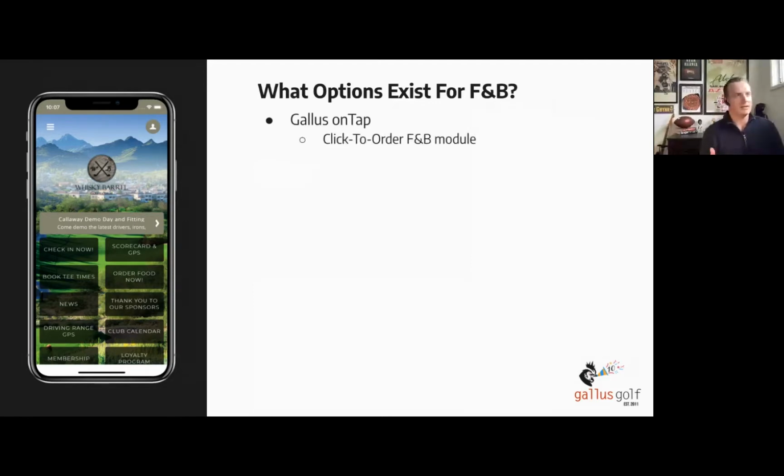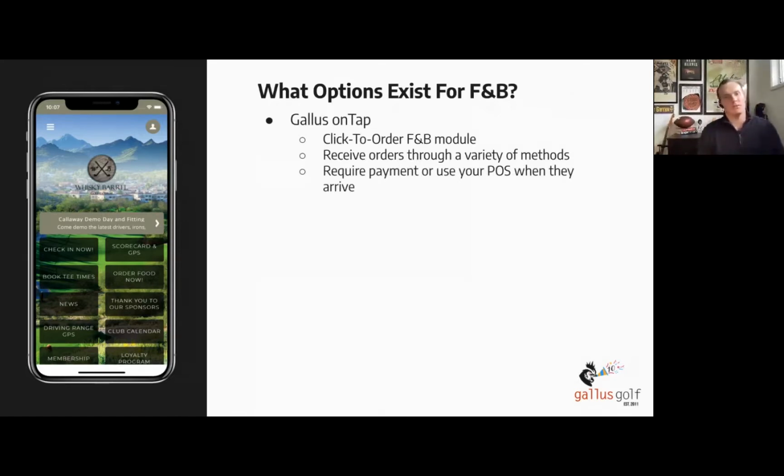It's really like a click-to-order, tap-to-order F&B module that users can come in and they can place their order in the app, and then it will send it to your F&B staff so that you guys can then fulfill it. You can also receive the orders through a variety of different methods, and you can require payment, or you can just use your POS when the users arrive to pick up their food.